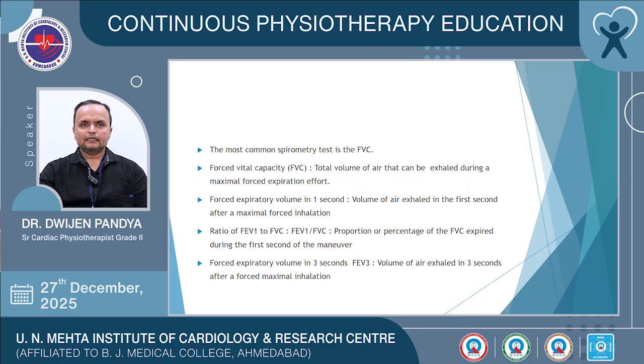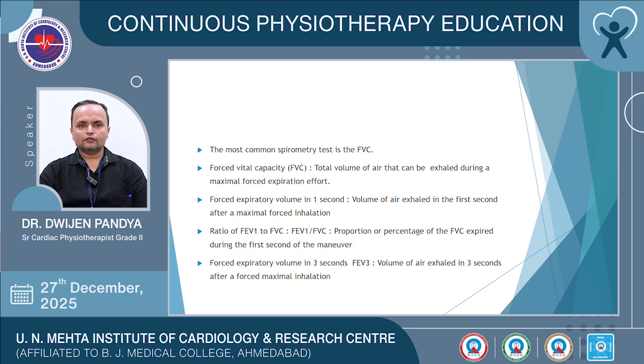The most common test is the forced vital capacity. Forced vital capacity is the total volume of air that can be exhaled during a maximal forced expiration effort. Forced expiratory volume in 1 second is the volume of air exhaled in the first second after a maximal forced inhalation. The ratio of FEV1 to FVC is the proportion or percentage of FVC expired during the first second of the maneuver.